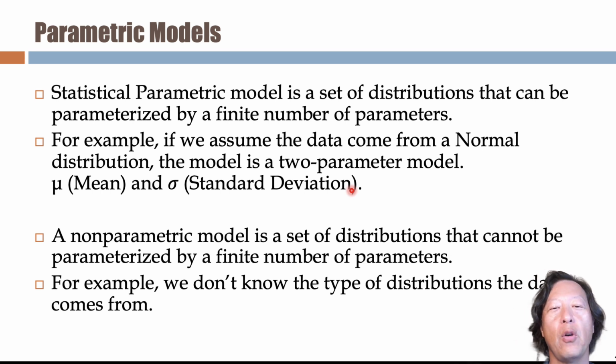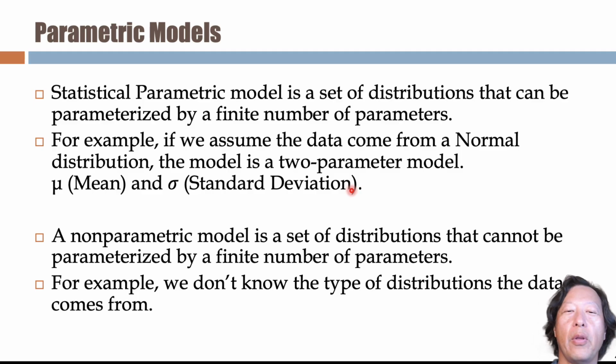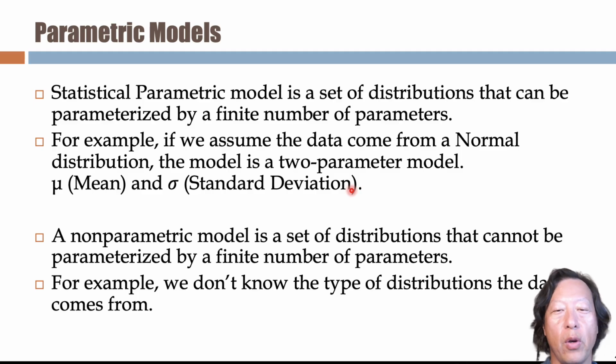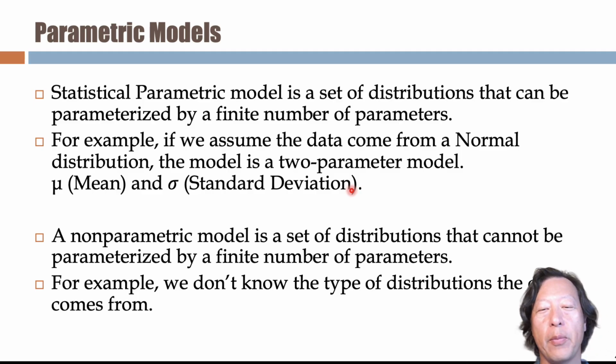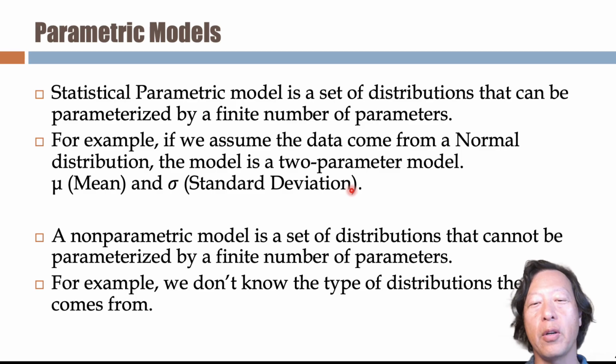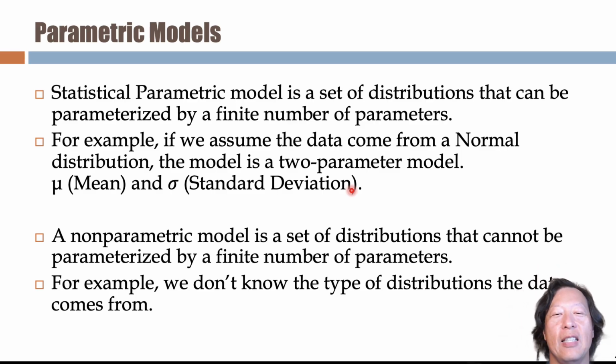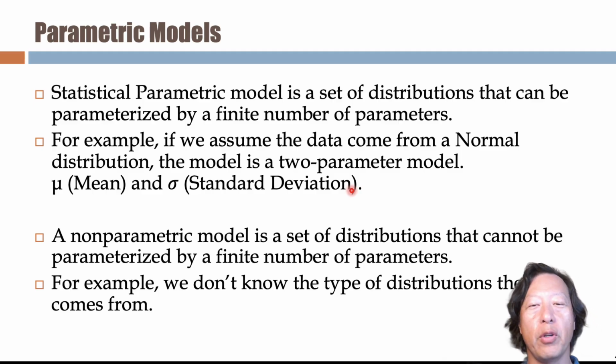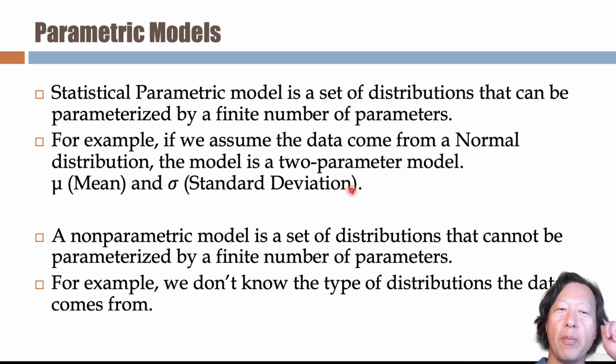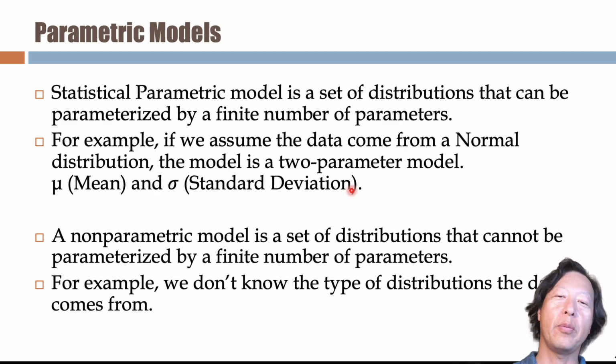So if we know it's a one or two, or sometimes three, parameter model, and I know the number of parameters, then I can describe exactly what the distribution is. That's a parametric model. We will mainly talk about the parametric model, because the non-parametric model is a little difficult.